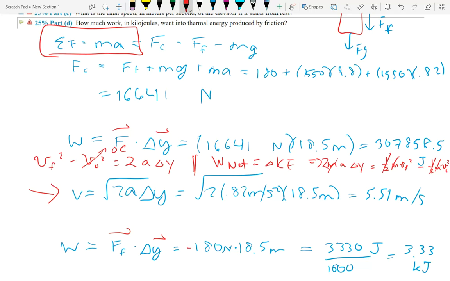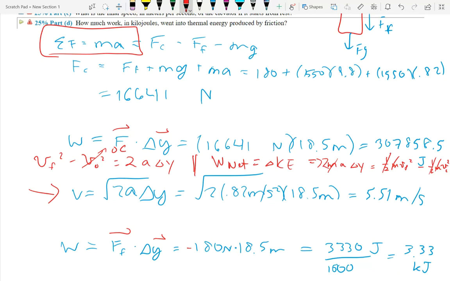How much went into thermal energy? So this is the amount of energy that was taken away by friction. You can't create or destroy energy, so all of that energy is what went into thermal energy. So negative the work is what went into thermal energy. And that's how the sign comes back to being positive.